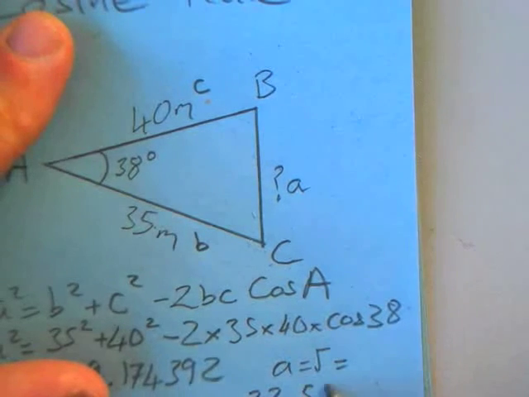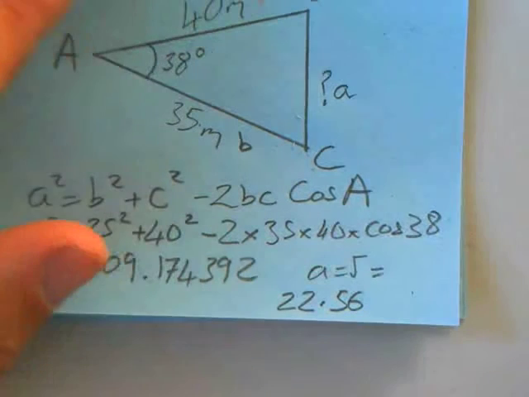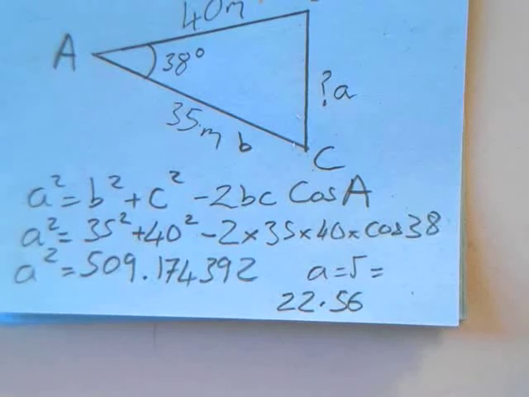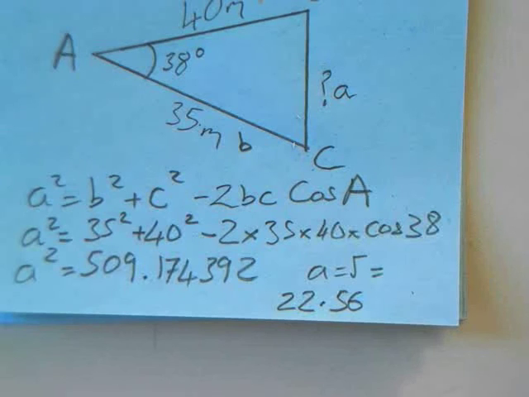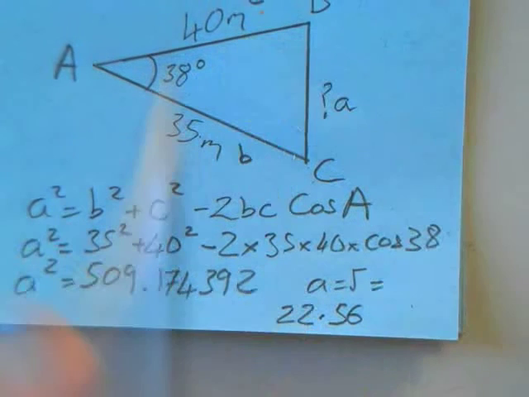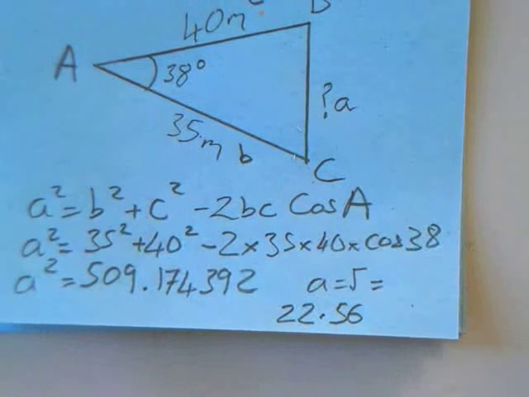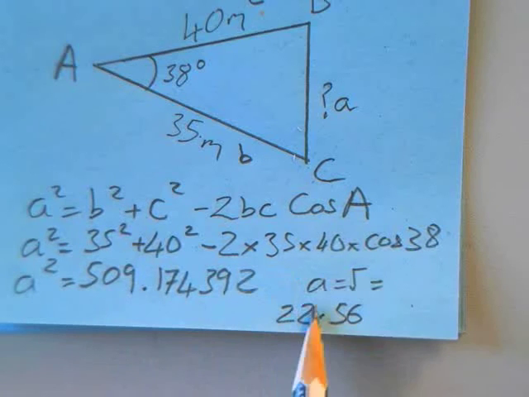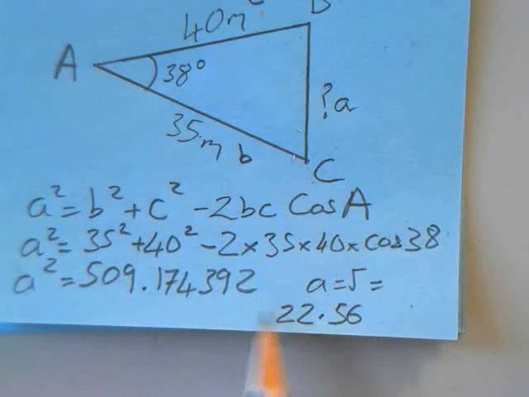A couple of questions I get asked at this point straight away all the time. The first of them is, how many decimal places should I use? Well, fundamentally, let's use a bit of common sense. If this is measured to 40 meters, was it really 40 meters, or could it have been 40 meters and a centimeter? It might have been, mightn't it? So don't go to a ridiculous number of decimal places here. I would say 22.6 would be reasonable.